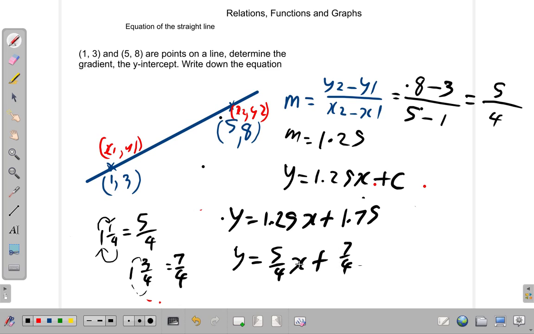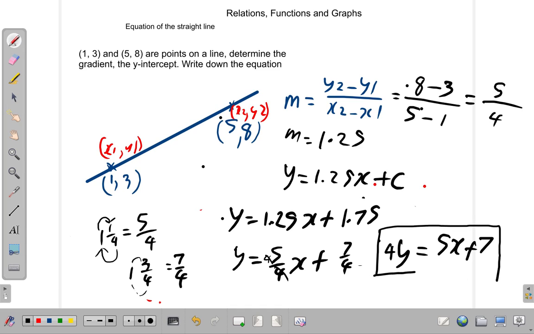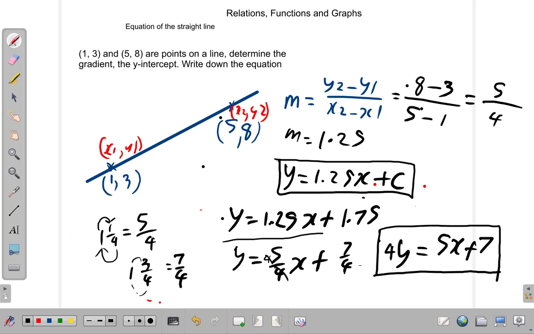But also, if you multiply everything by 4, the y will be multiplied by 4 to get 4y equals, the 4 cancels itself here, because 4 into 4 is 1. So you have 5x plus 7, because 7 over 4 times 4 is 7. So the entire equation is flat right here. No fractions are in it. So this is one way that you could write down the equation. This is okay too, as well as this.